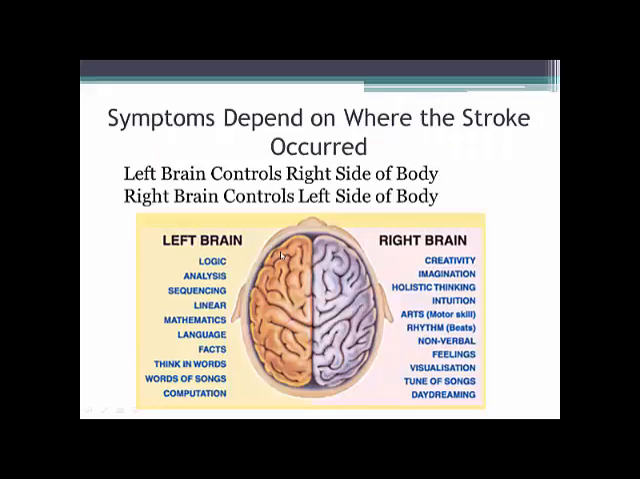And again, the left and right brain control different functions as well. The left is more mathematical, logical, more factual in nature. The right side of the brain is more the creative, artsy, and holistic thinking, imaginative side of the brain. So again, it depends on which side of the brain is affected to illustrate what symptoms an individual would be expressing. And what's cool is that the left side of the brain actually controls the right side of the body. The right side of the brain controls the left side of the body in general.